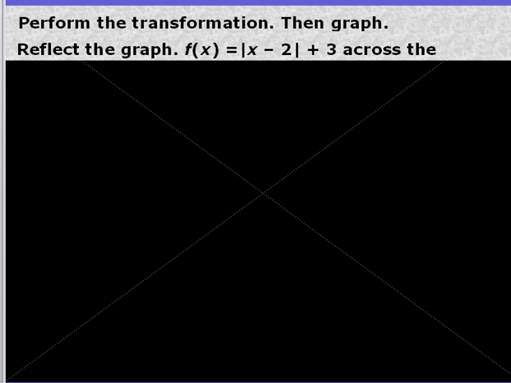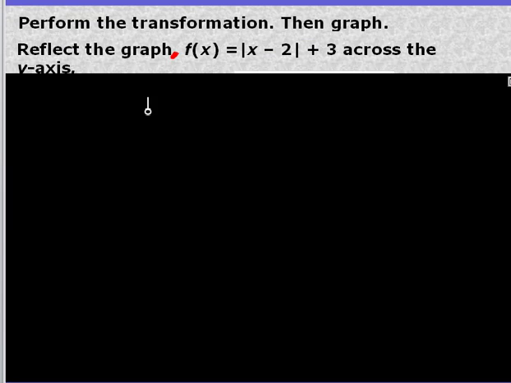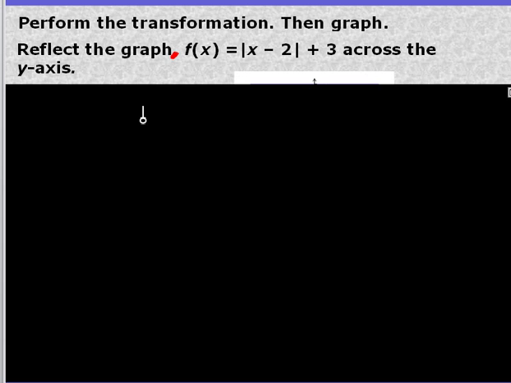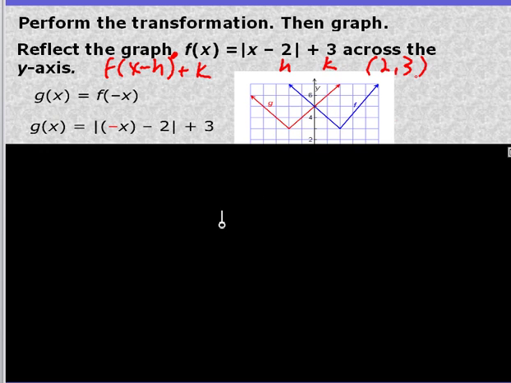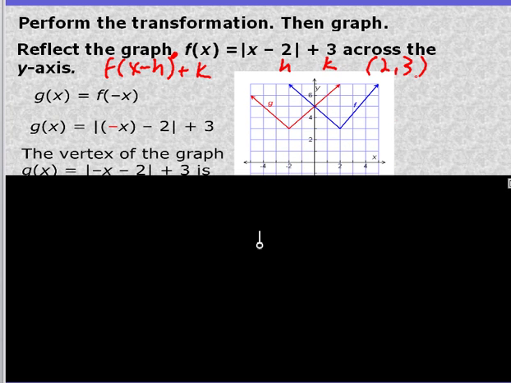Reflect the graph of f(x) = |x - 2| + 3 across the y-axis. So first of all, look, we have f(x) = |x - h| + k. Our h is going to be here, and this is our k. So that means we have a vertex at (2, 3). So we've moved it right 2 and up 3.